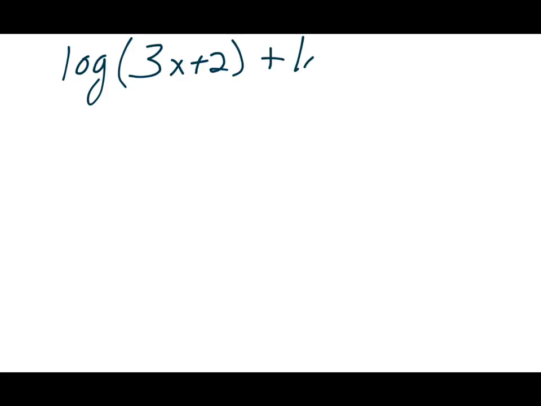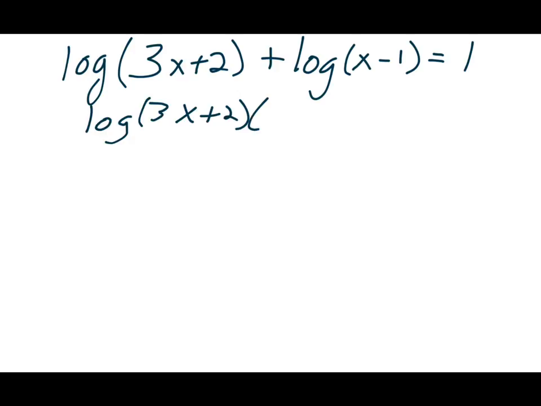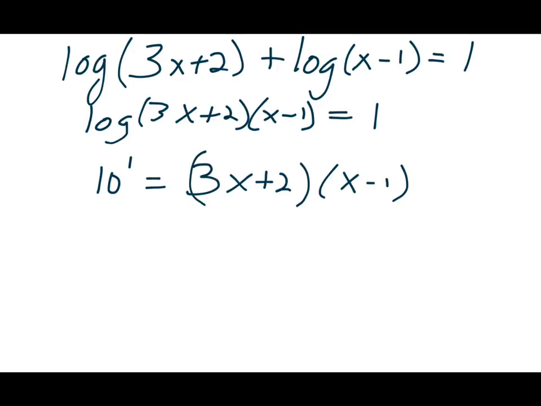Okay, let's do another example. Log of 3x plus 2 plus log of x minus 1 equals 1. Combine them together by multiplying. 3x plus 2 times x minus 1 equals 1. Convert it to exponential form. That's 10 to the first power equals 3x plus 2 times x minus 1.